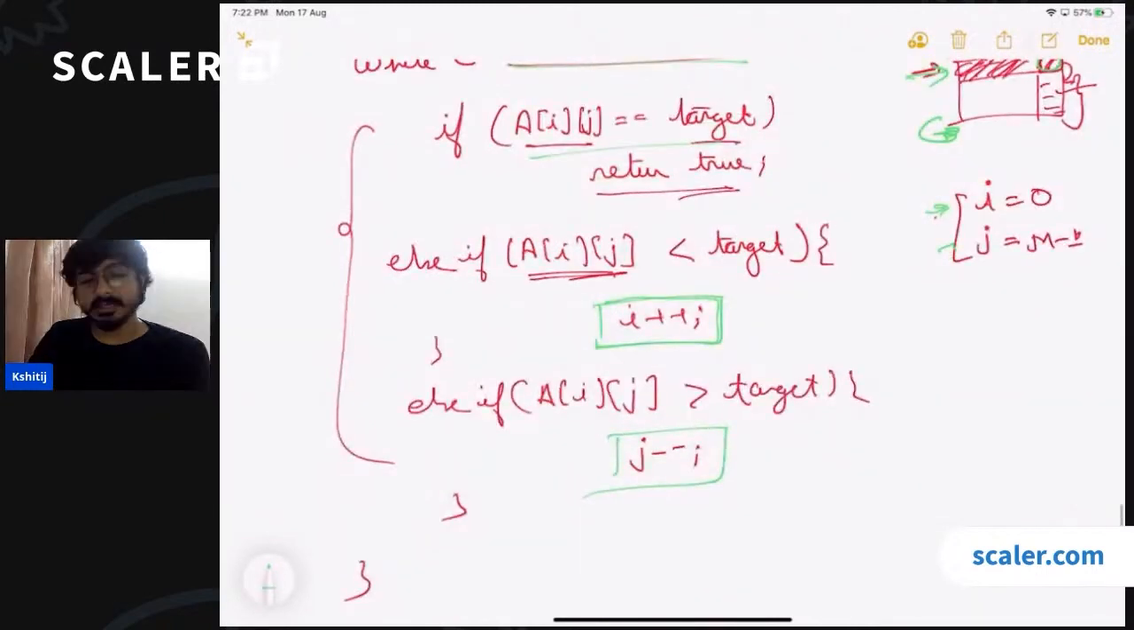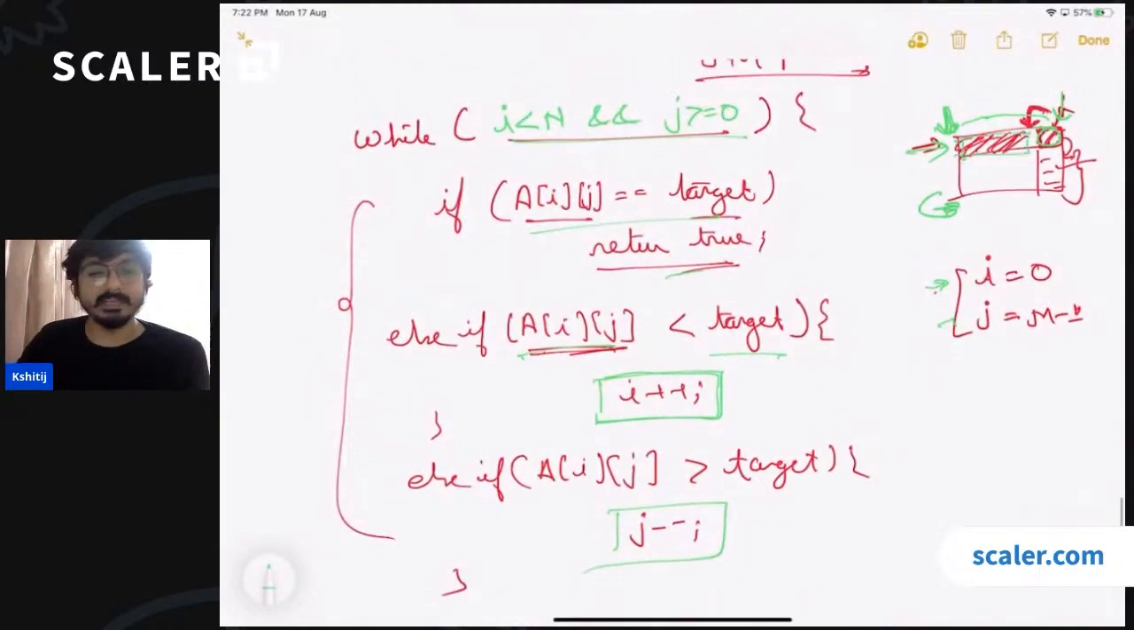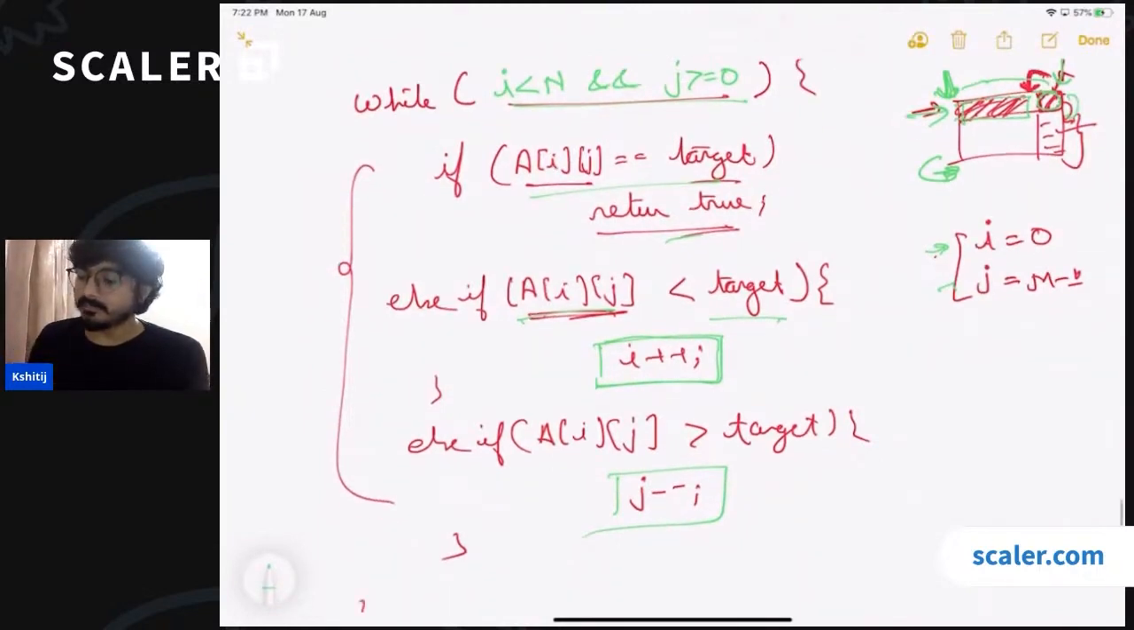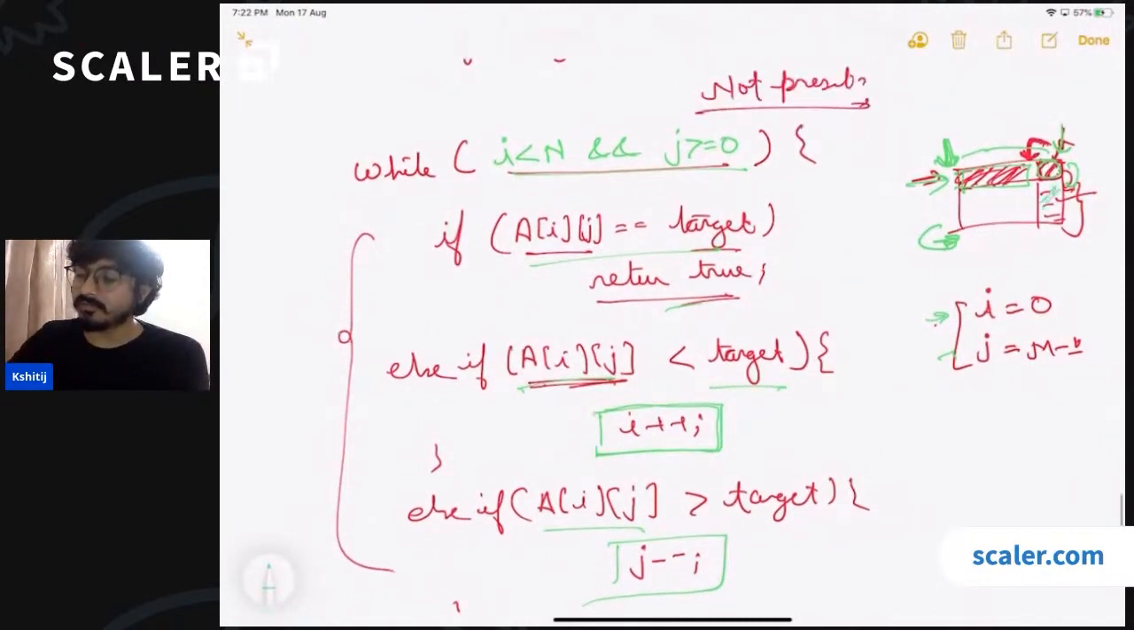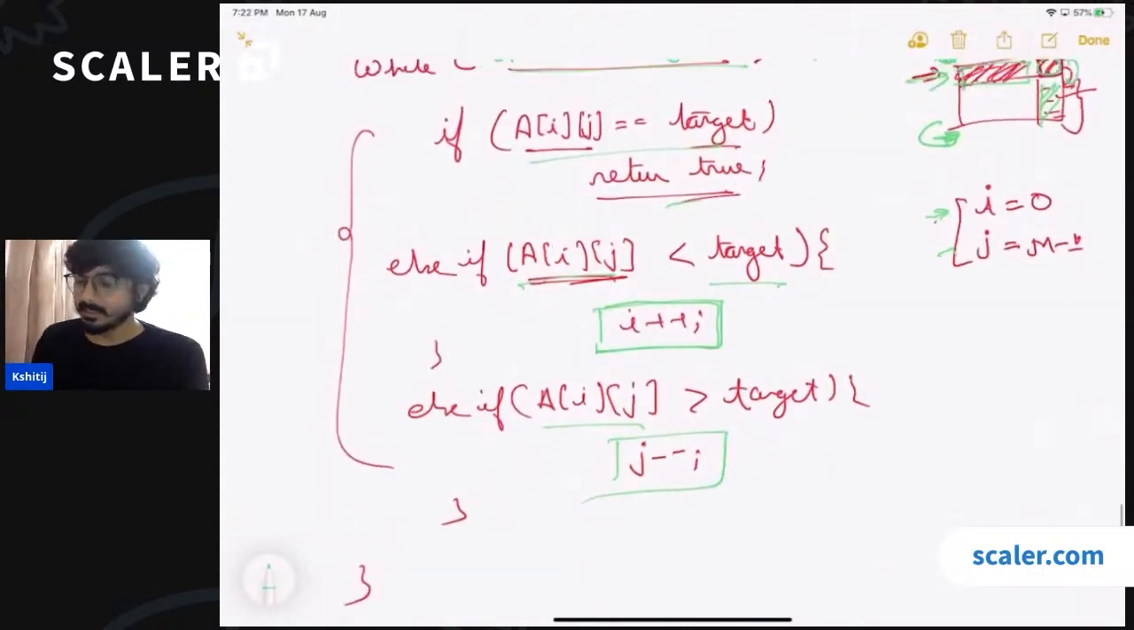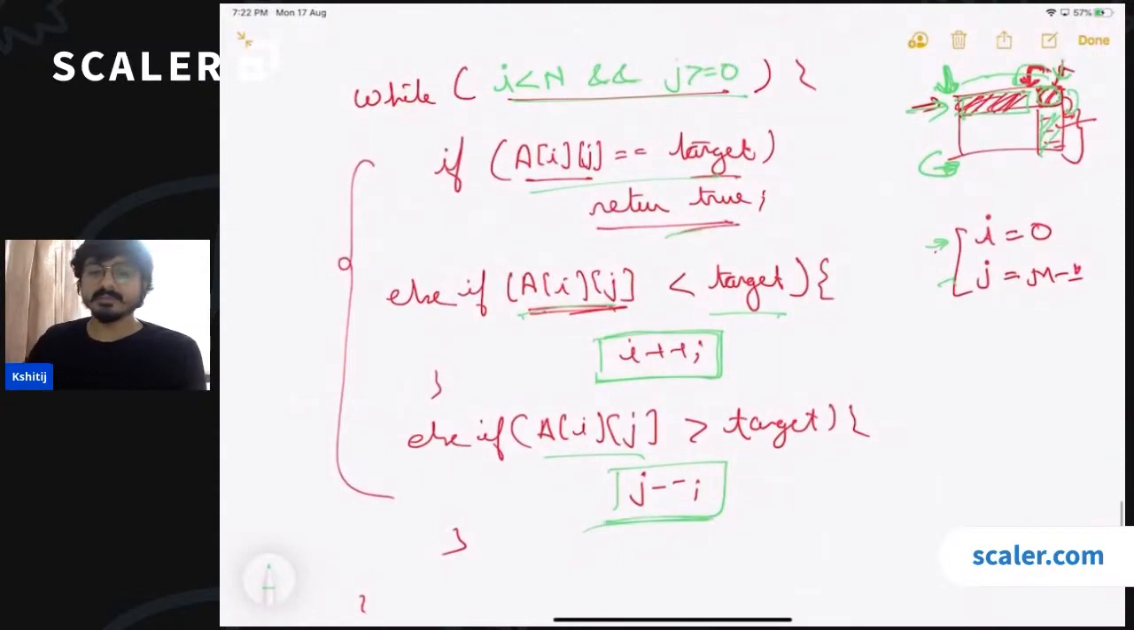And if you find the target, it's good, return true. If this current element is less than the target, all the elements of the first row will also be less than the target. So ignore them, move to the next row. If this element is greater than the target, then all the elements of this column will also be greater than the target. So ignore them, move to the previous column. Okay. And we search the element.